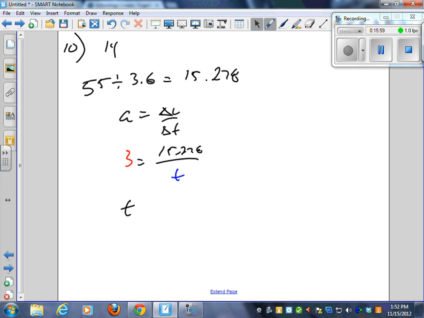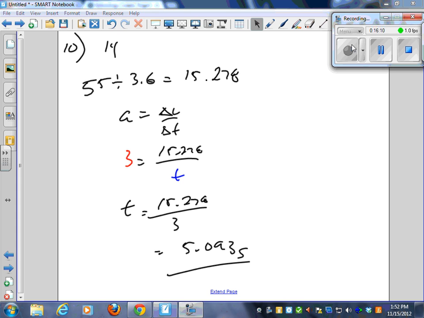So T is going to be 15.278 all over 3, and your answer is 5.093. You'll notice, once again, 2 marks.